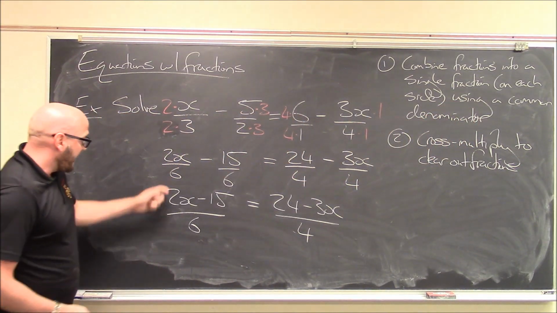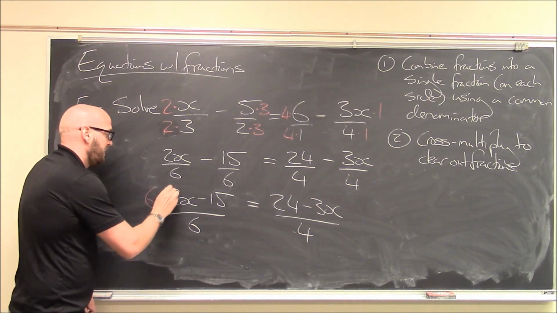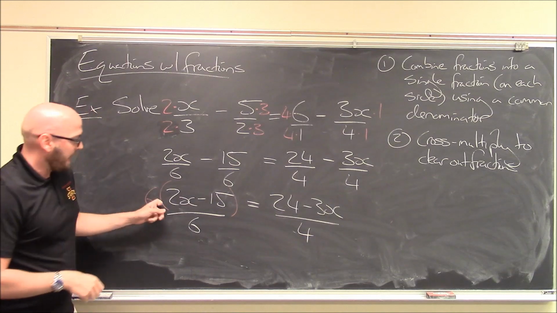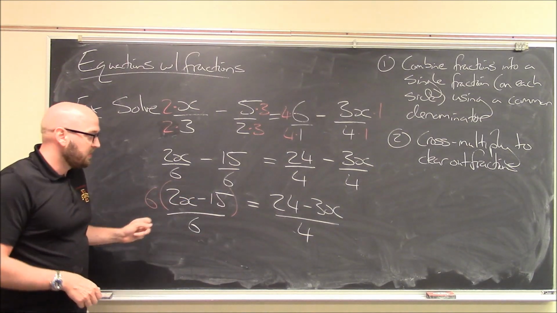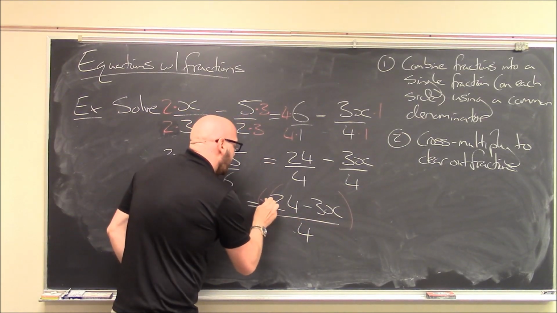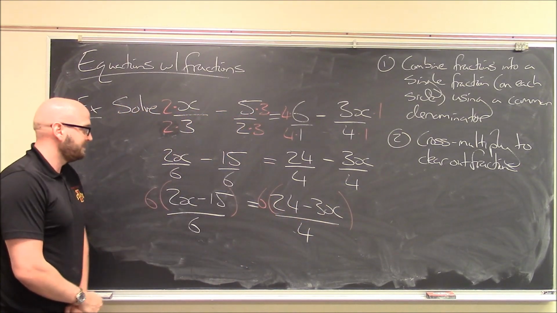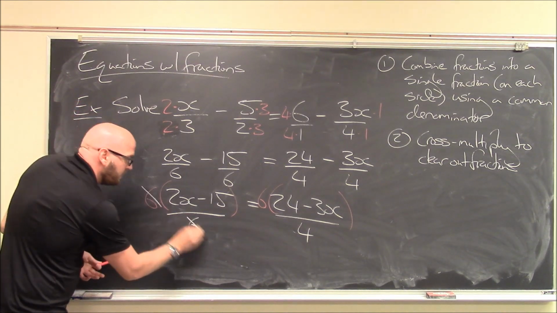Right, what do I mean by that? Well, I want to get rid of the 6, so I'm going to multiply the left-hand side by 6. Be careful, that's everything on top is multiplied by 6. And if I multiply the left-hand side by 6, to keep it balanced, I better multiply the right-hand side by 6. Right, so what happens? Well, those guys cancel.